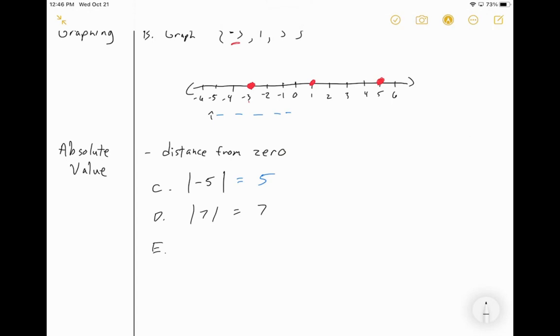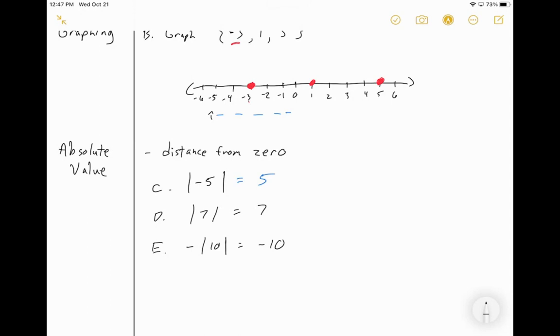What about something like this? Would this be positive 10 or negative 10? What do you guys think? Positive or negative? It's definitely 10, something 10. Okay, this one's tricky. The correct answer is negative 10.